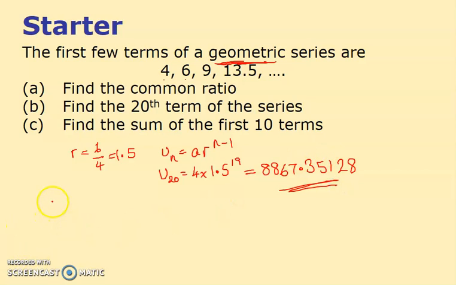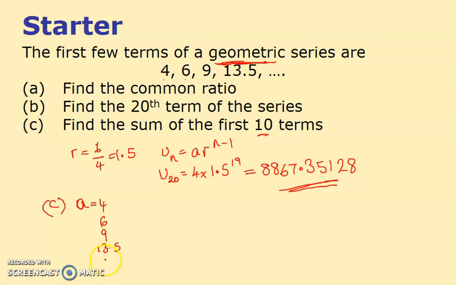Part c, the sum of the first 20 terms. Now part c is slightly different, as I've not really shown you how to do this. This is the purpose of today's lesson. One way of doing it would be to write down all the values. So obviously we've got the first term, which I was going to write u_1, but I've just written a instead. 4, then we have 6, then we have 9, then we have 13.5. And I suppose I only want the first 10 terms.